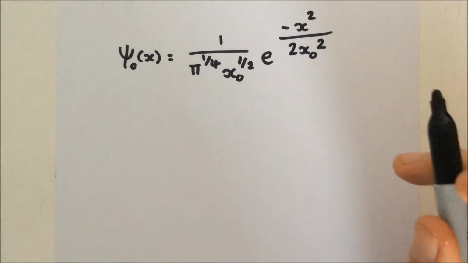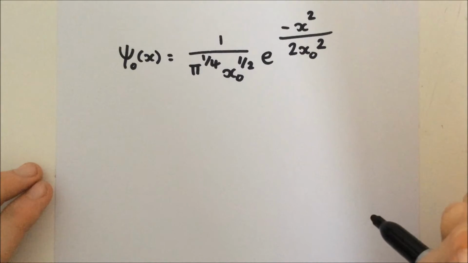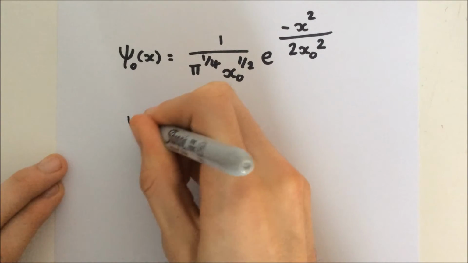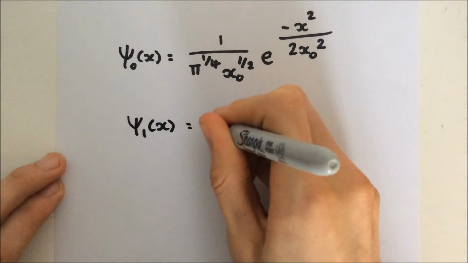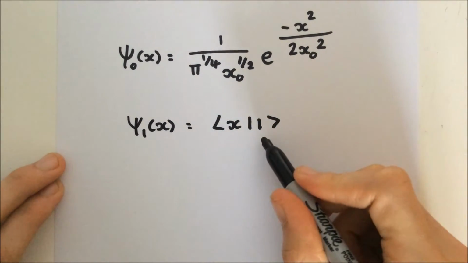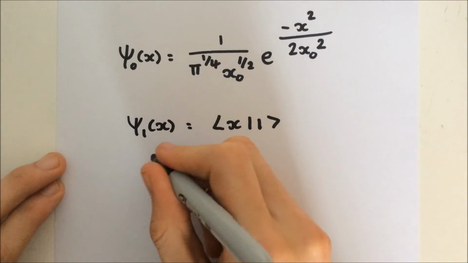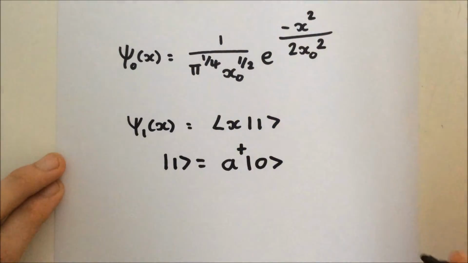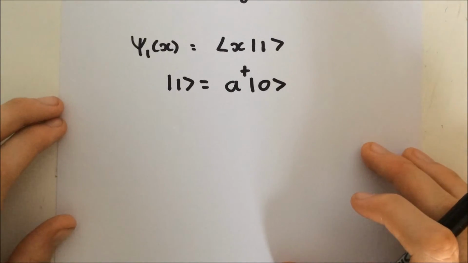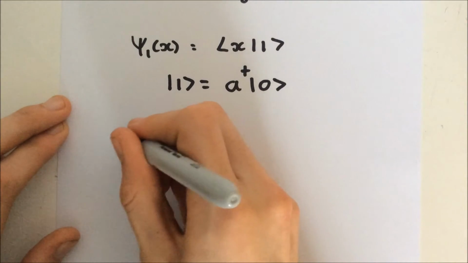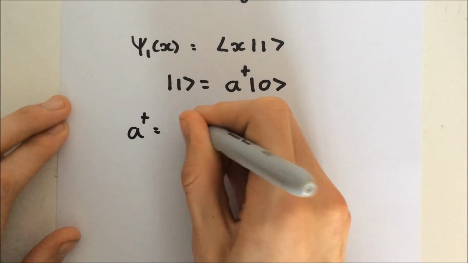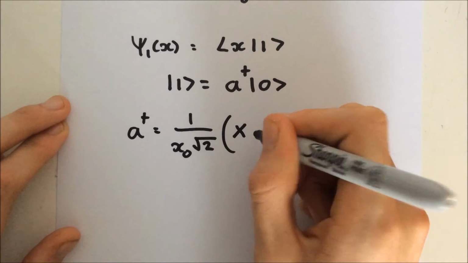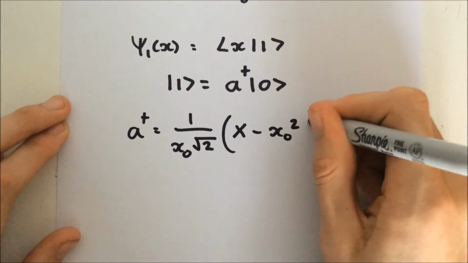Right, so now we're going to find the first excited state. So as we know before, the wave function for the first excited state is obviously the inner product of x with 1. 1 is the first eigenstate. And we know, using the creation operator, that 1 is equal to a dagger acting on the ground state. And we know, actually, that the creation operator is equal to 1 over x naught times the square root of 2, then we have our position operator x, minus x naught squared d/dx.